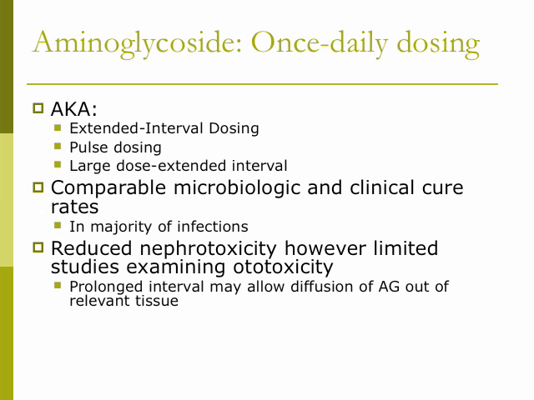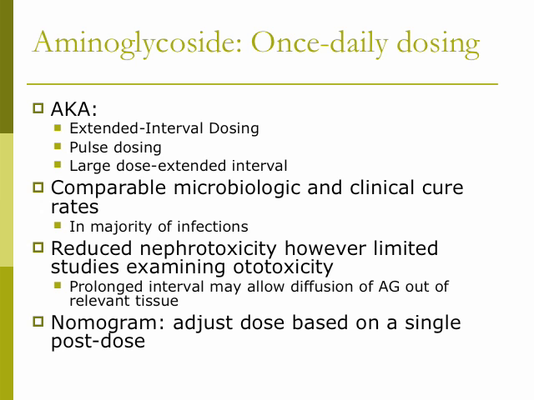Prolonged interval may allow diffusion of the aminoglycoside outside of the relevant tissues. So the theory is, by giving these large doses over an extended period of time, you're sparing the renal capsule, and therefore allowing the renal parenchyma to be drug-free for an extended period of time. There are various nomograms that adjust the dose based on a single post-dose level.